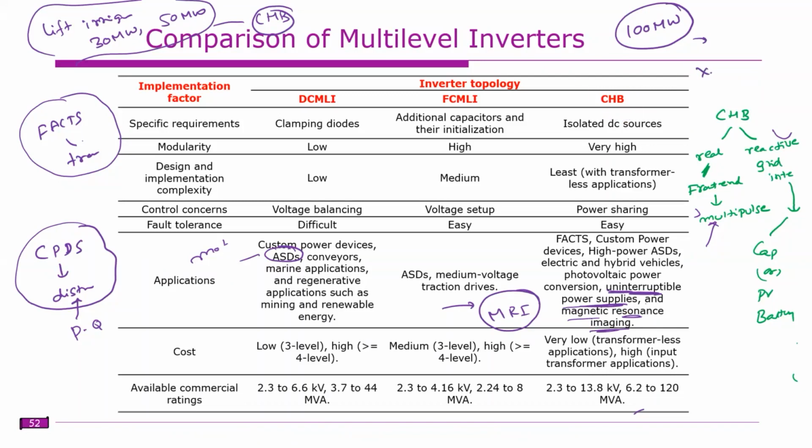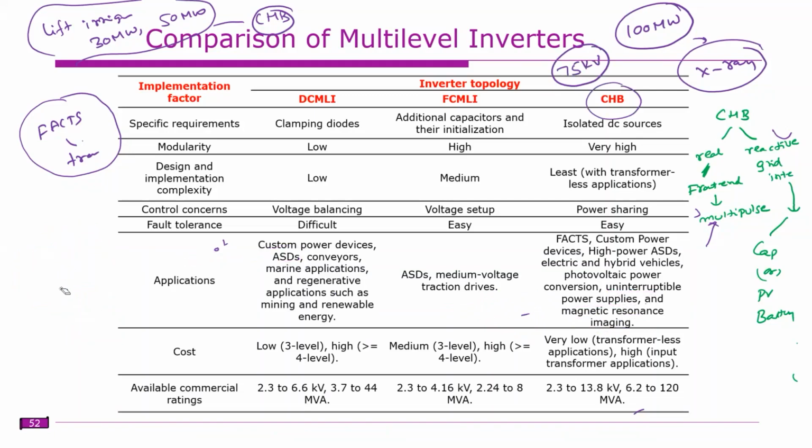Similarly, for X-ray machines also, the voltage of X-ray machines is usually 75 kilovolts. To attain this much high voltage, we require these kinds of CHB cascade H bridge converters. Some of the medical applications where you require high voltage, there also we normally prefer to use this cascade H bridge. Okay. So these are the applications of this CHB.